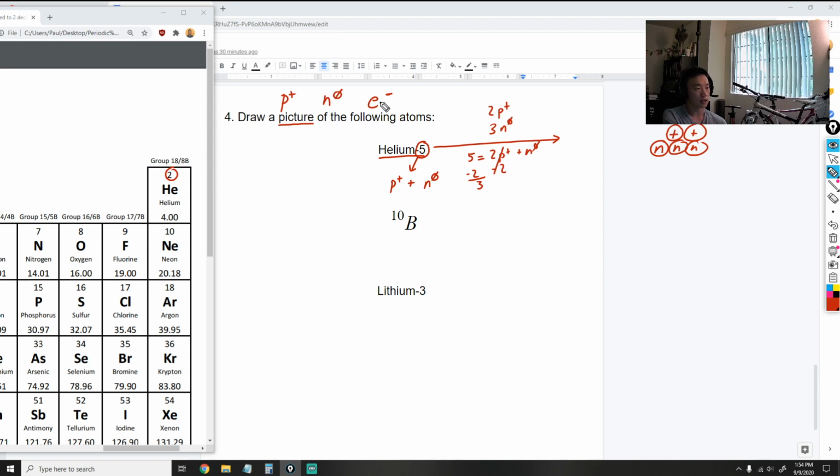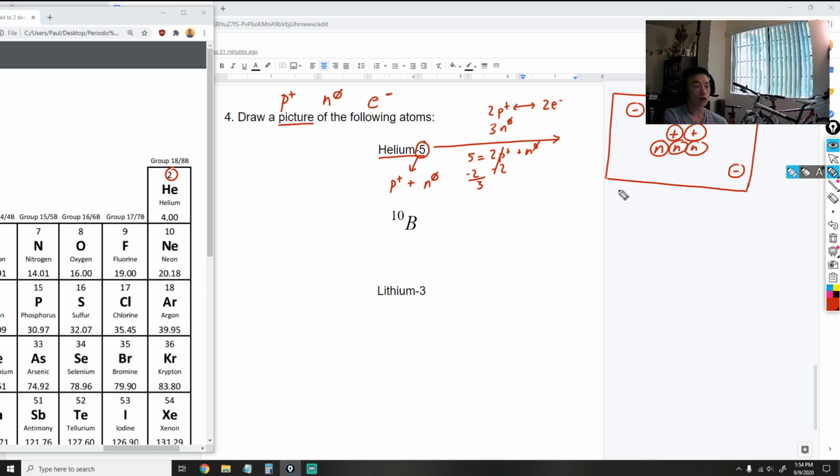Okay, now we just need to find the electrons. We said that the atoms are neutral, so it's going to be the same. There's going to be 2 electrons. And the electrons fly around the nucleus. So we're going to just draw that. Actually, let's make it a little bit easier on ourselves and just draw circles with minus signs. Okay, so there's going to be 2 electrons. You can draw the electrons wherever you want. Just make sure they're not touching the nucleus. Okay, and that's what a helium-5 atom is going to look like, just like that.